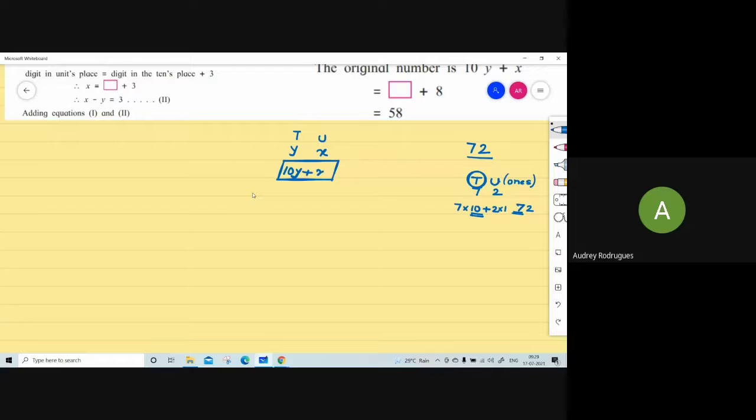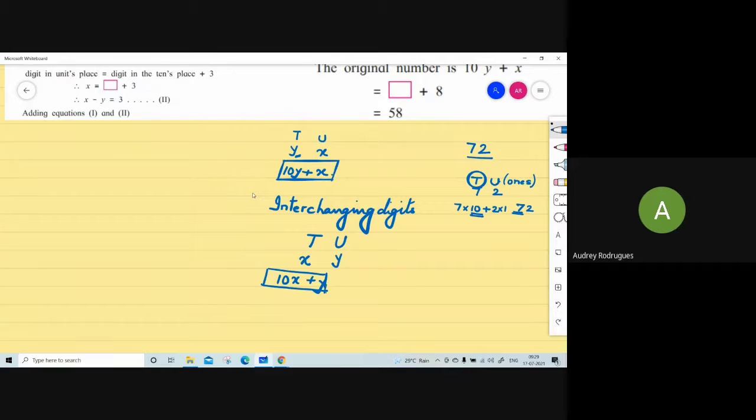Now suppose I am interchanging the digits. I have units, I have tens. But in tens place, I had kept y. Now I'm going to keep x, and in units place will be y. So now what will be the number? Atharva: 10x plus y. So this will be the number.